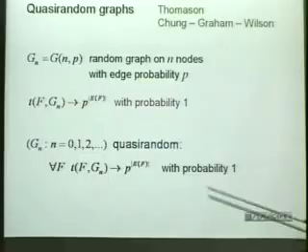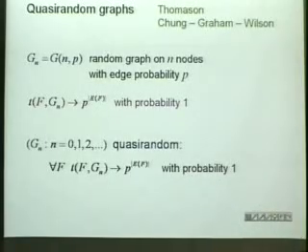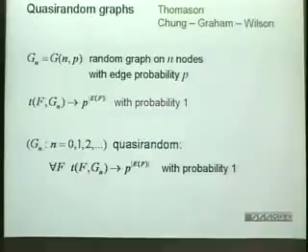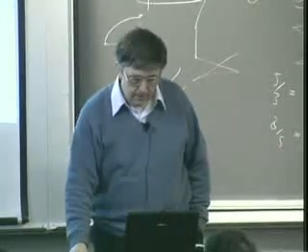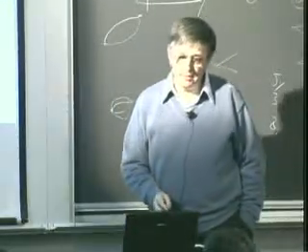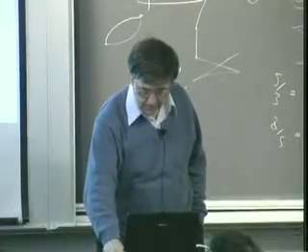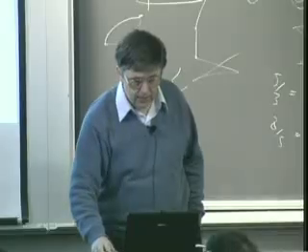And I'm sorry, there's no with probability 1 here. That's a mistake. So this is a deterministic fact. There is no probability here. So the interesting thing about this is that there are quasi-random graphs, very nice ones.